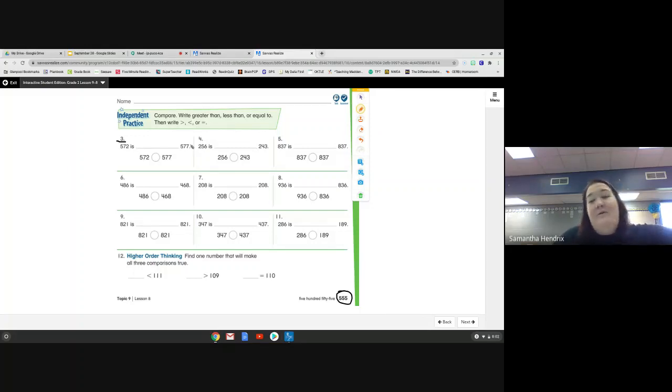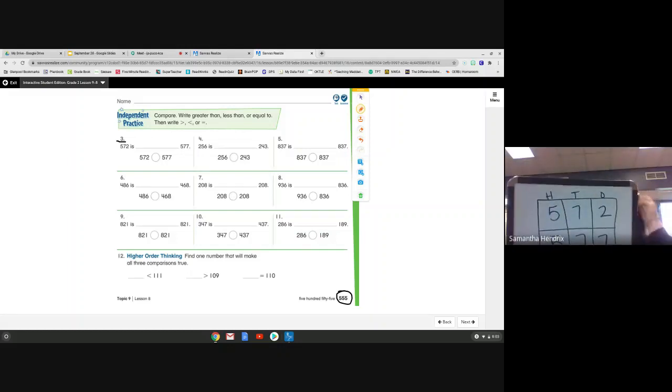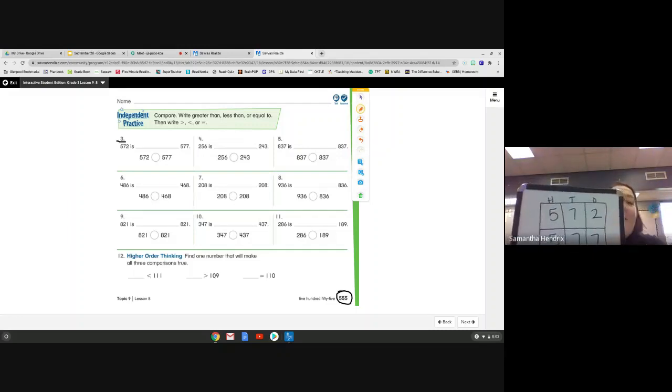Now, if you need to, get your dry erase board, okay? And you make you a little chart. Just like this. You make you a little chart that has 2 rows of boxes, 3 columns for hundreds, tens, and ones, and you fill it in. It would go 572, 577. Okay? This is what you have your dry erase for. Or paper if you have lost your dry erase board. Okay? No big deal. Now you can compare.